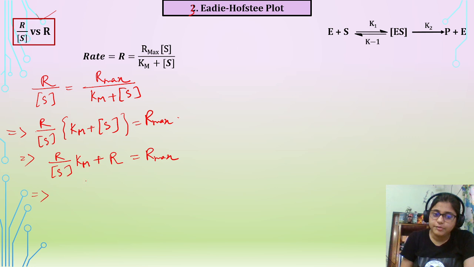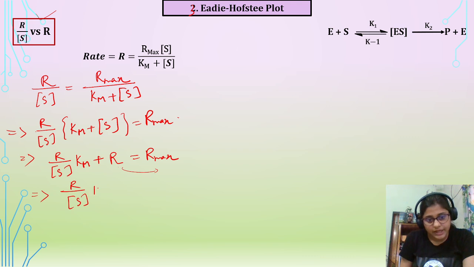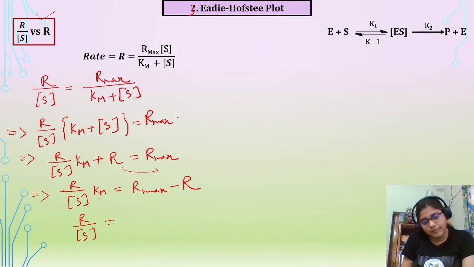Fine. We have to plot what? R by S versus R. So R by S is here, and we have to place this term here. So R by S into Km equals R max minus R, and we are dividing Km on the right hand side. R by S will be equal to minus 1 by Km into R plus R max by Km.